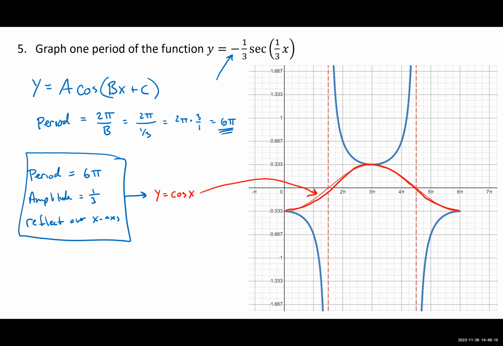And once we have that, then our final step is to draw in the graph of the secant function. Right? So it's very difficult to graph the secant and the cosecant functions without really understanding how to graph transformations of the sine and the cosine functions.